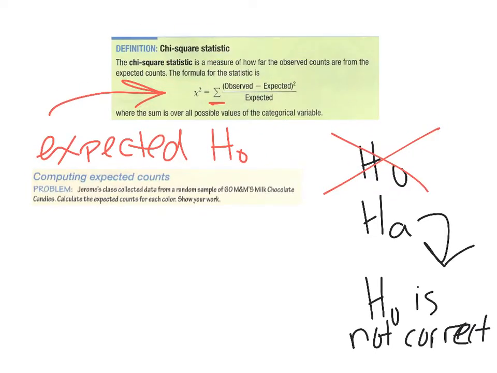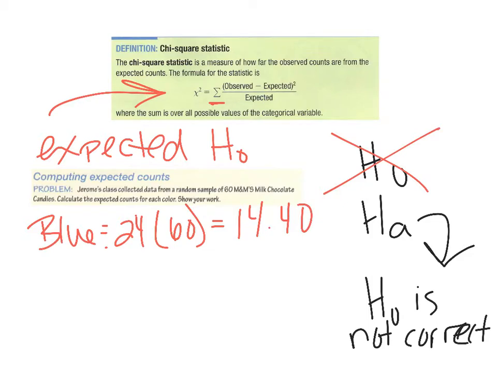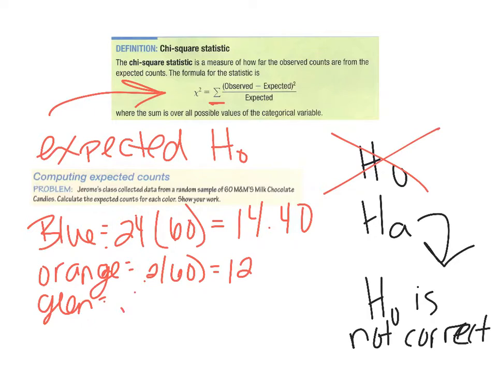So for blue, the expected would be 0.24 times 60. Remember, we had a sample size of 60 in the previous one-way table. That's how we'd find our expected for blue. And we'd apply all of the proportions that you can find on the site. Orange says that it is 20%, so that would be 0.2 times 60, which would be 12. Green tells you it is 16%, so 0.16 times 60.